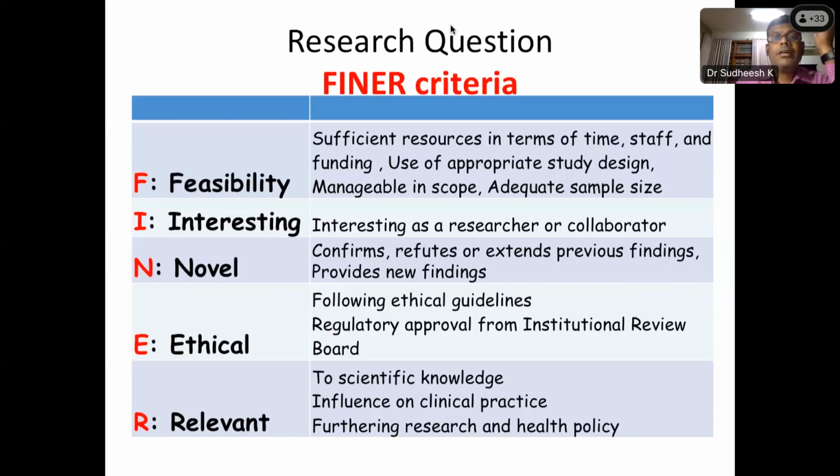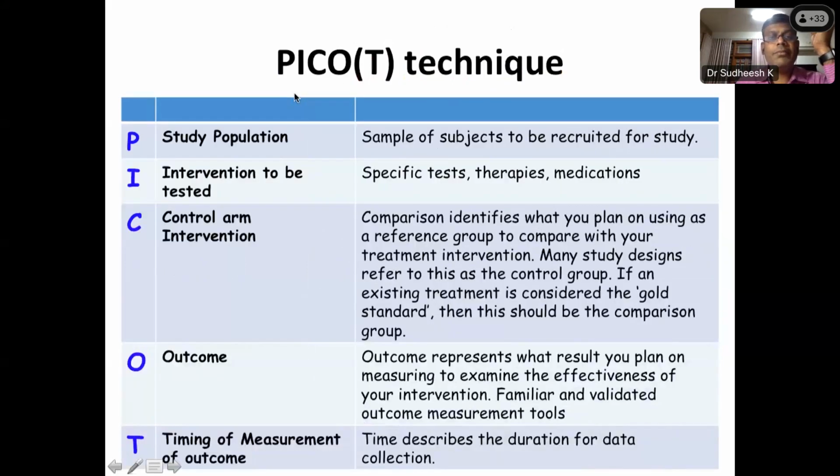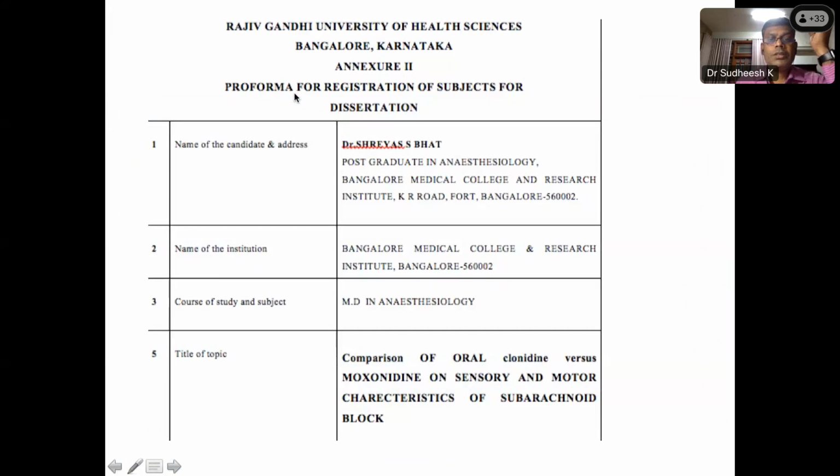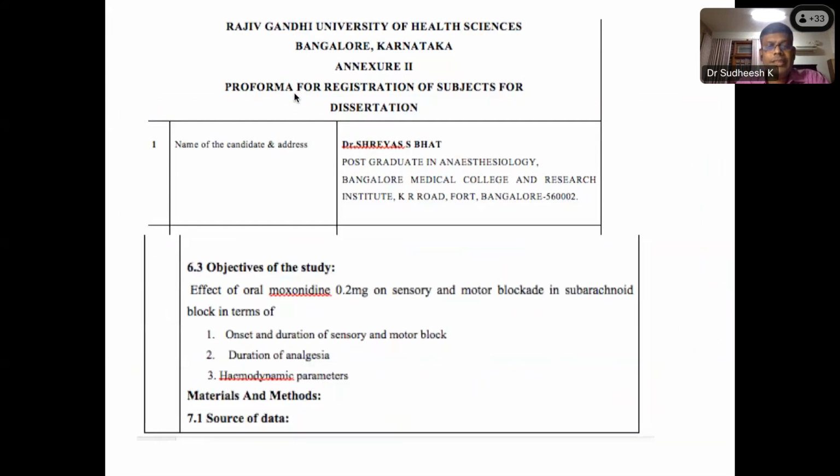Yes. So we were just discussing the PICOT and the FINER criteria. I'm using one of the dissertation topics that has been given. The title of the topic is comparison of oral clonidine versus oral moxonidine on sensory and motor characteristics of subarachnoid block. The objective of the study is to study the effect of oral moxonidine on onset and duration of sensory block, duration of anesthesia, and hemodynamic parameters. These are the things that I am going to study.